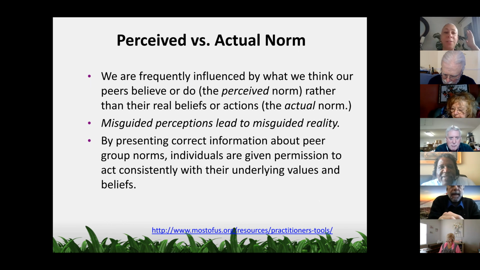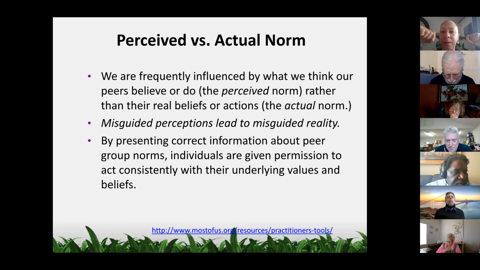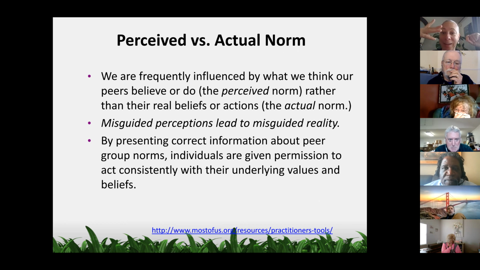So, perceived versus actual norm. Those are two different things. There's a perception of what it is, and then there's what's actually going on. We are frequently influenced by what we think our peers believe or do. So Scott and Daniel, you know that you are required to collect the core measure data for your DFC, and in that they're looking at perception. You're measuring perception for a reason, because misguided perceptions lead to misguided reality. So it's the work of the coalition to make sure that you are on target and that you share that message in one of those targeted prevention environmental strategies that we talked about.